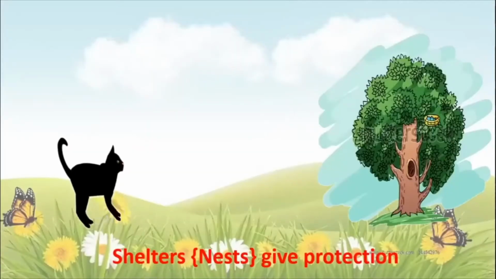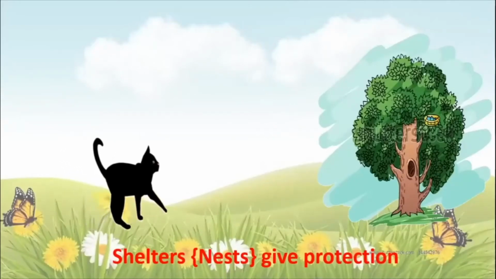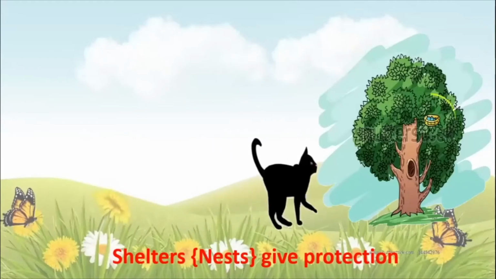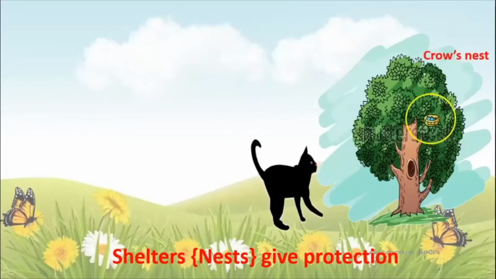Alright, let us look at one more image now. See here, there is one more naughty cat. And what does this cat want? This cat wants to eat the baby birds which are there in the crow's nest. Can you see? But the cat is on the ground, on land, and this crow's nest is safe on top of this tree.